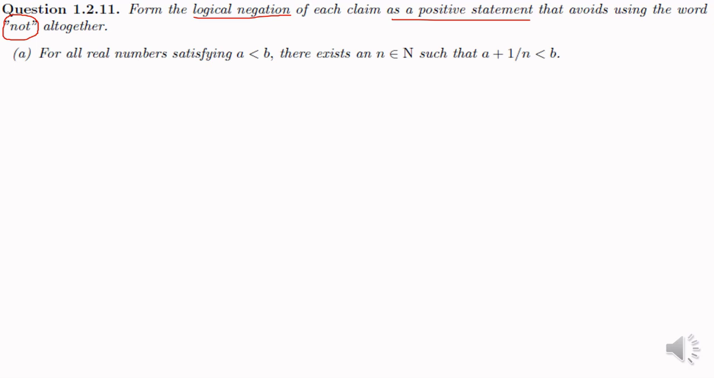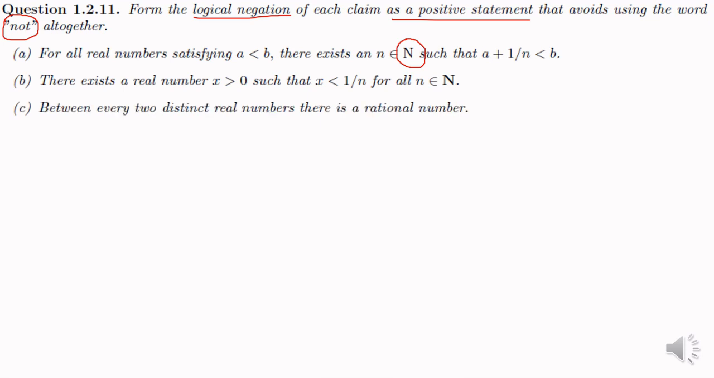For all real numbers satisfying a less than b, there exists an n element of capital N, which stands for the set of natural numbers, such that a plus 1 by n is less than b. The next one, there exists a real number x greater than 0 such that x is less than 1 by n for all n element of capital N. Next one is, between every two distinct real numbers there is a rational number. So we have to write the negation of all these claims.